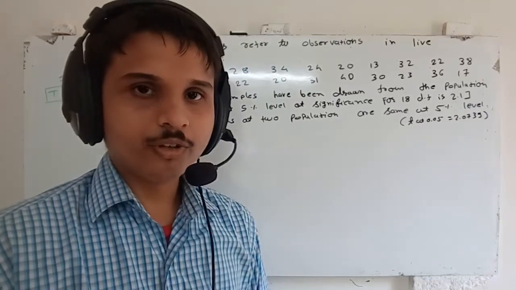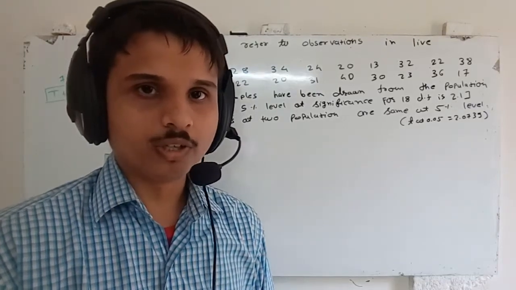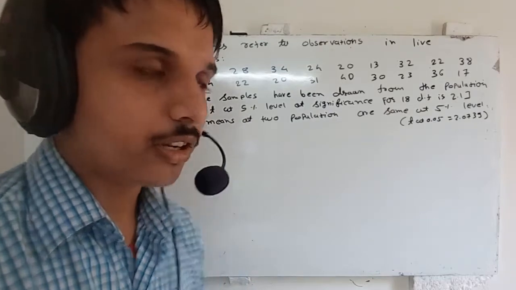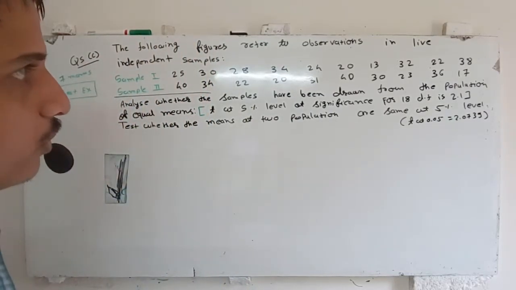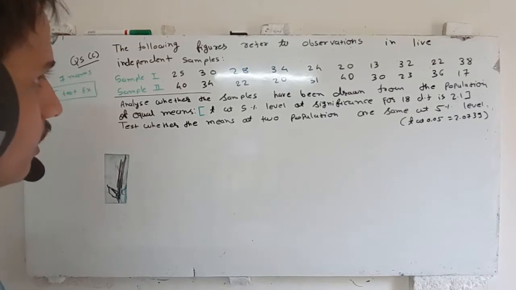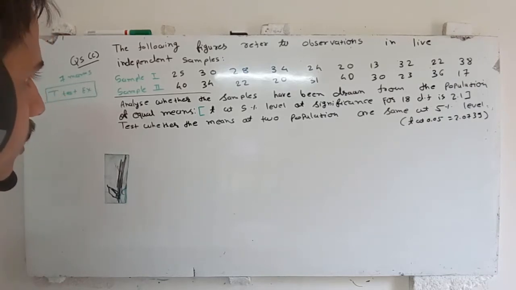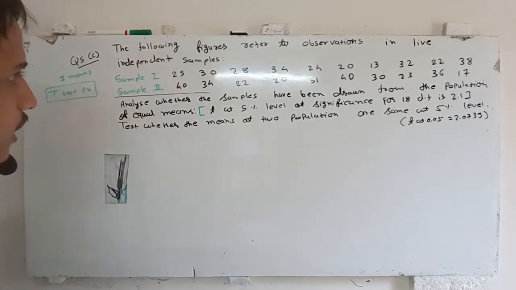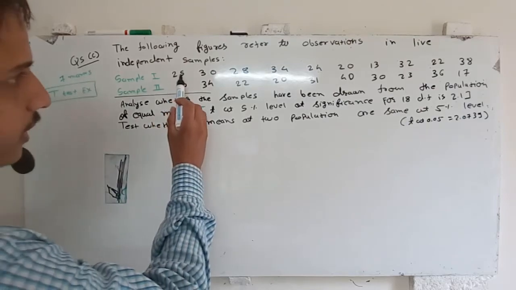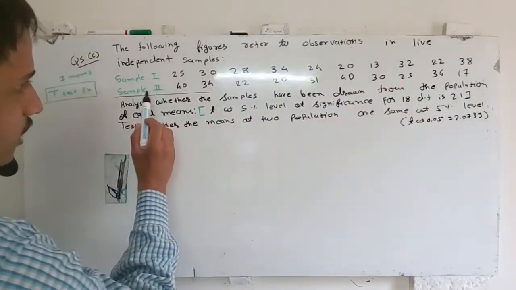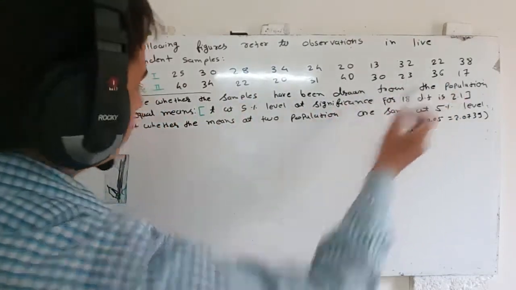Hi guys, in this video we'll do an example related to t-test. Now let us read the question. The following figures refer to the observation in five independent samples. So in this table we are given two samples, sample 1 and sample 2. Sample 1 has the following 10 datas and sample 2 has the following 10 datas.